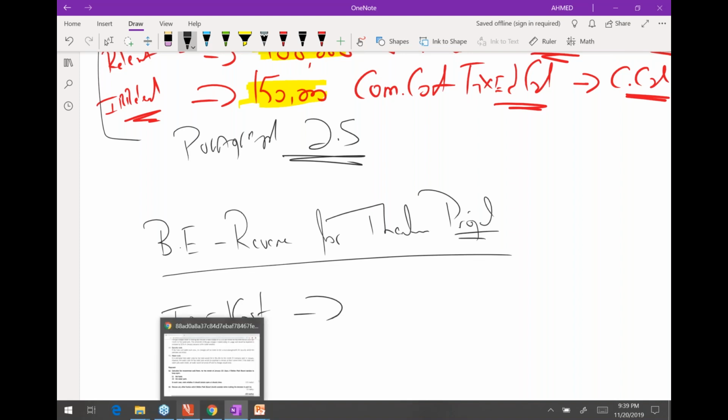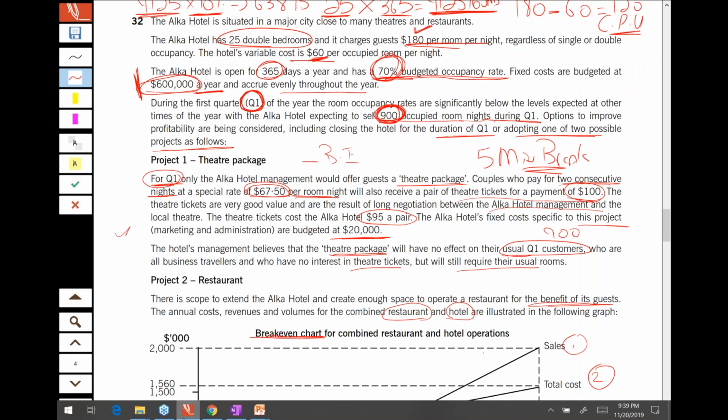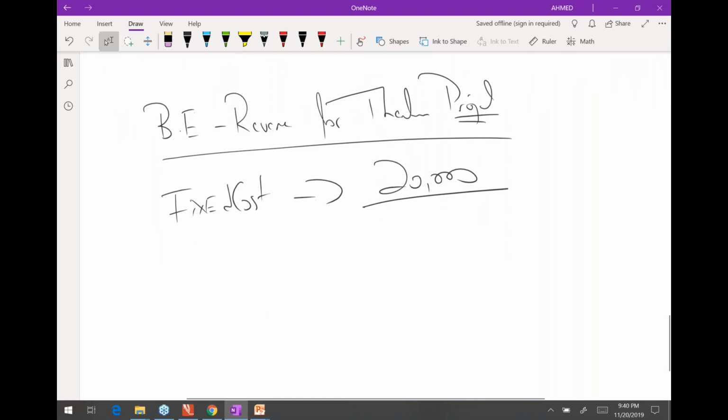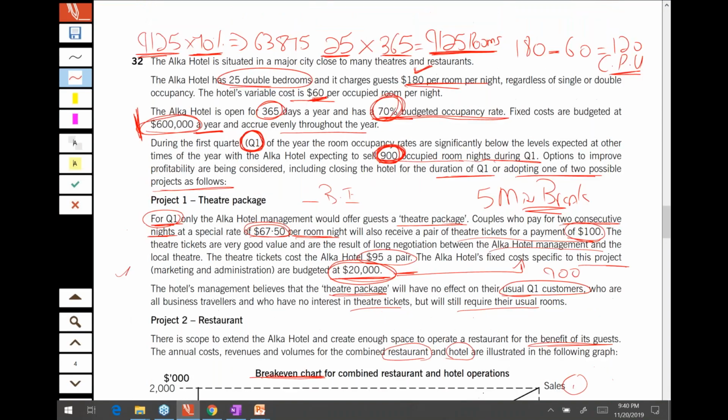So how much is the fixed cost? As I am only calculating for the theater project, I will use theater specific fixed cost only, and that is 20,000. Okay, theater specific fixed cost is what I will use, and I need to divide this with the CS ratio. So I need the CS ratio of theater specific. For that, what working do I need to perform? It's very simple.